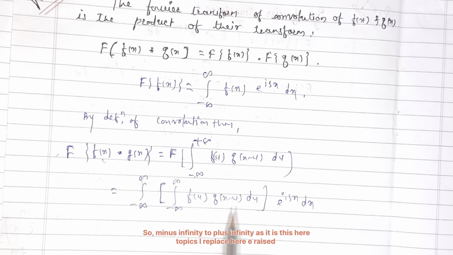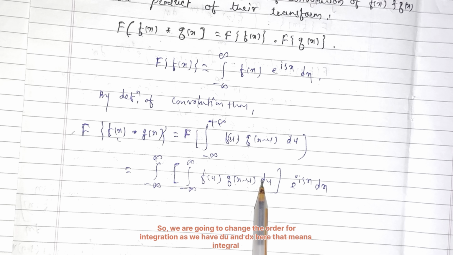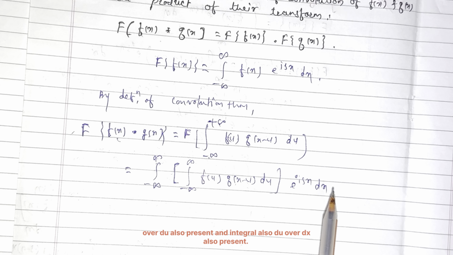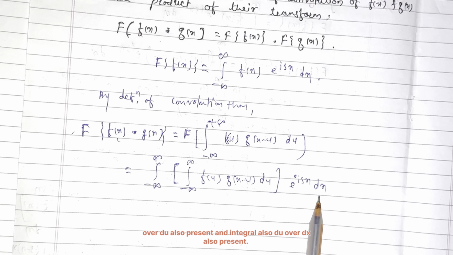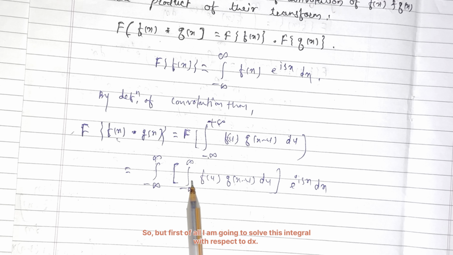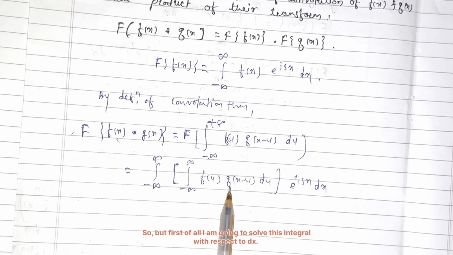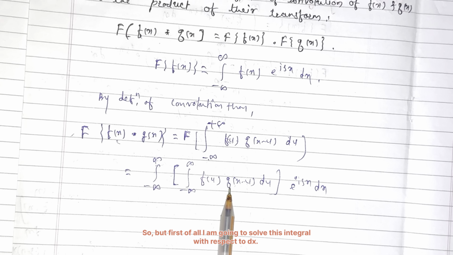So we are going to change the order of integration, as we have du and dx here. That means the integral over du is present and the integral over dx is present. First of all I am going to solve this integral with respect to dx. So change the order of integration: take du outside, dx inside, and e raised to isx also comes inside.